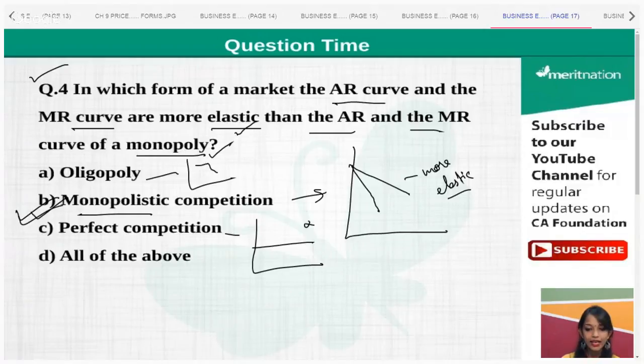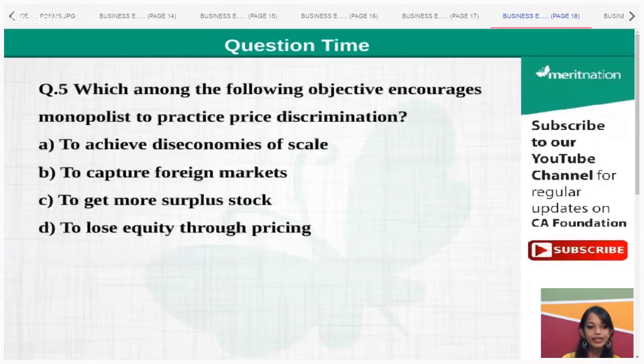Awesome, guys. Okay, with this, let's move on to the second last question for the day. Which of the following objectives encourages the monopolist to practice price discrimination? Achieve diseconomies of scale, capture foreign markets, get more surplus, or lose equity. Yes, B is indeed the correct answer. What about others? Ajay is saying C.